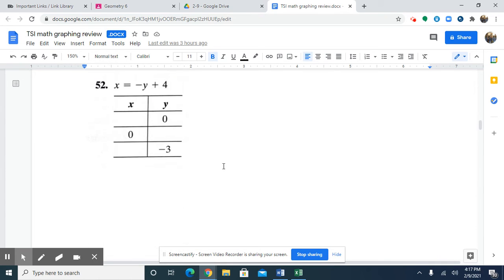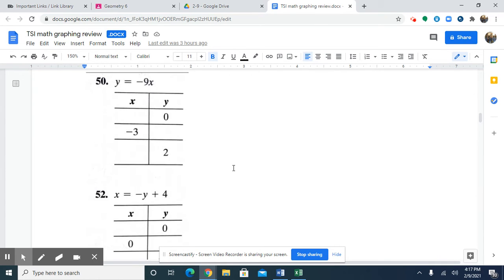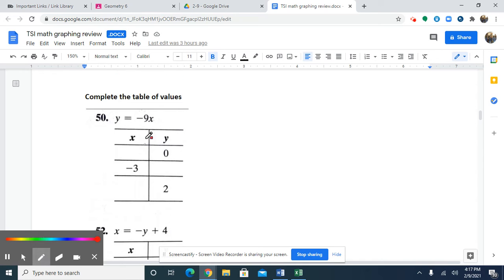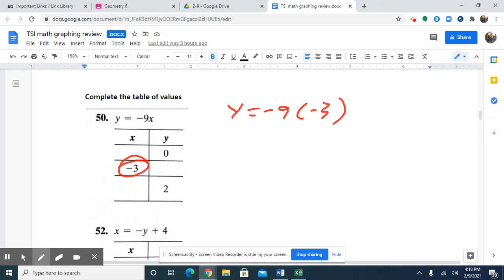Now with these examples, we're going to complete the table of values. So we're given an equation and some values here. So let's say we're going to start off with -3, right? If we just plug in -3 for x, we would see that we have -9 times -3, which is equal to +27. So when x is equal to -3, y is 27.